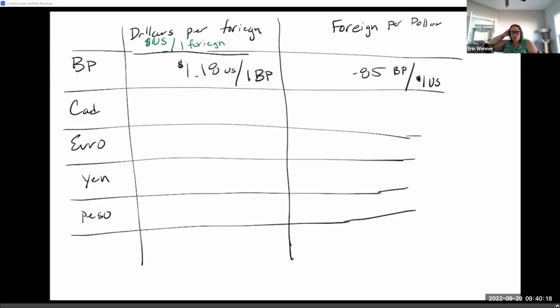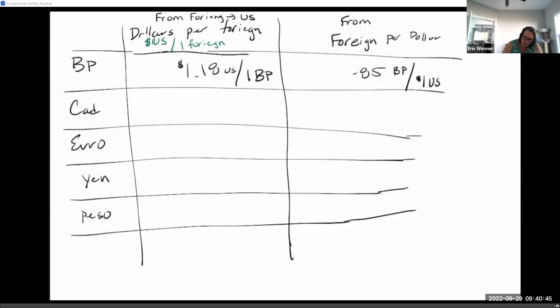So again, we're choosing the right conversion factor. The first column is when you're going from foreign to US. The second column is when we're going from US to foreign. So let me write out the rest of the values that we have in here.